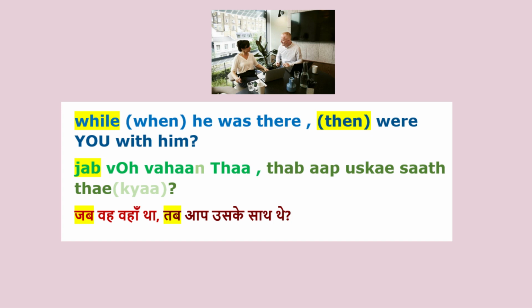जब वो वहाँ था, तब आप उसके साथ थे. To make it a question, you can even add a kya there, but it depends on how you say that. If you're raising an intonation, you don't need it. जब वो वहाँ था, तब आप उसके साथ थे क्या? While he was there, then were you with him? I hope you understand. It's very clear. Two parts. The first one is while, and the second part is then, or when, then. Jab, tab.